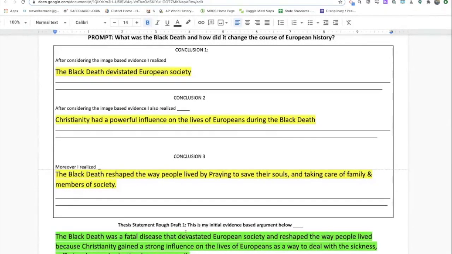Now we get to the final. The Black Death was a fatal disease that devastated European society and reshaped the way people lived because Christianity gained a strong influence. There it is, Christianity had a powerful influence. Conclusion 2, I included it here. Christianity gained a strong influence on the lives of Europeans as a way to deal with sickness, suffering, loss, and salvation. And that's the way it reshaped, by people praying to save their souls and taking care of family and friends.